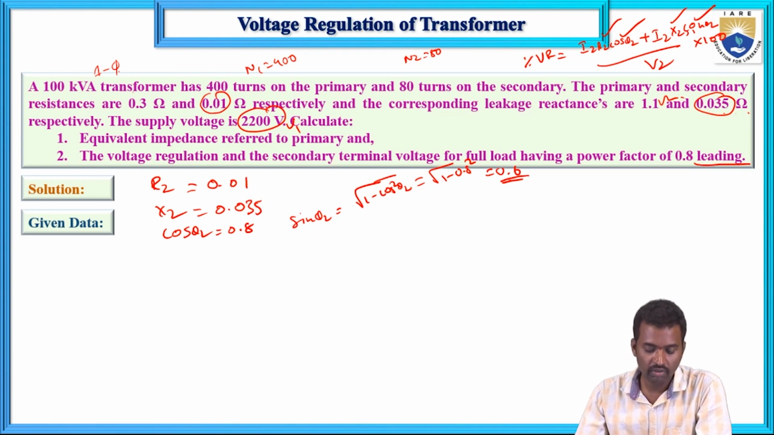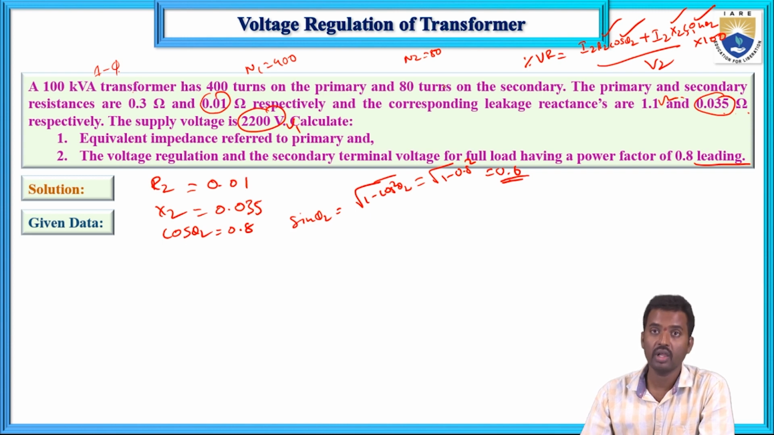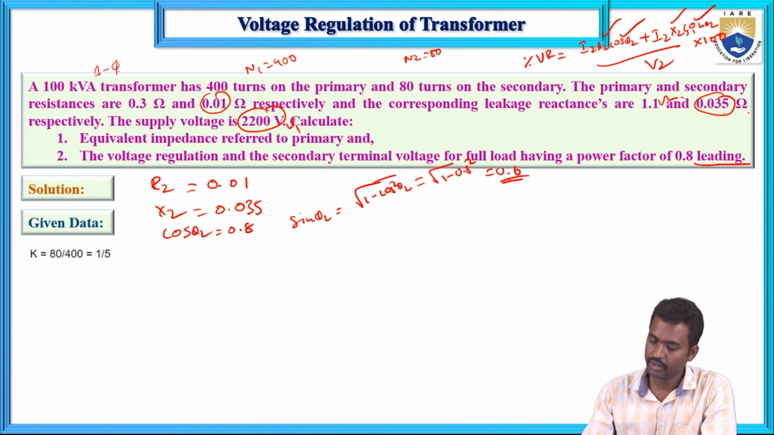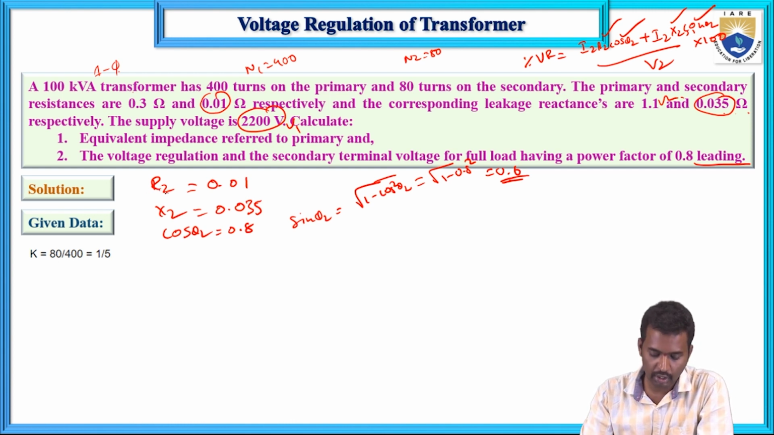So first, equivalent impedance referred to the primary. So that I will explain first. After that, this one. Next, I2, R02. Don't R2 means here referred to the secondary terminal. So R02, I2 R2 only, I2 R02 and X02.